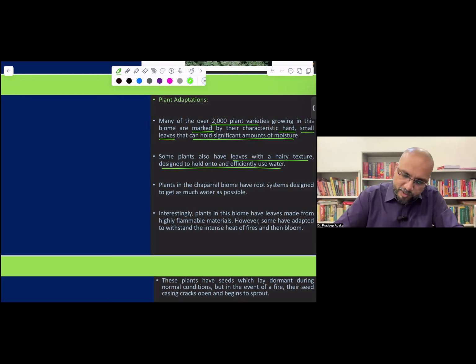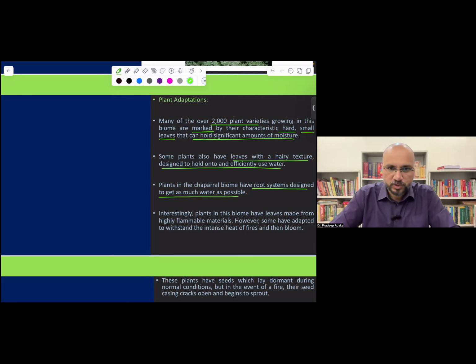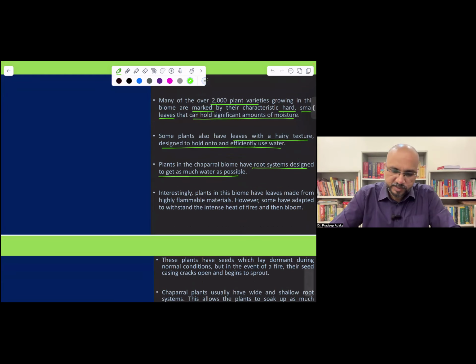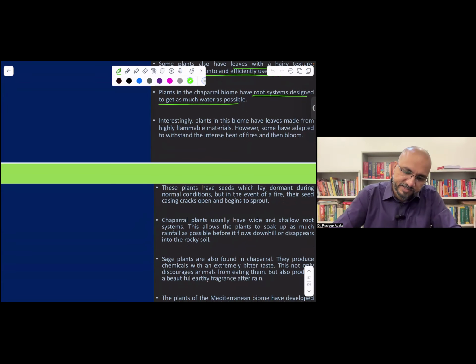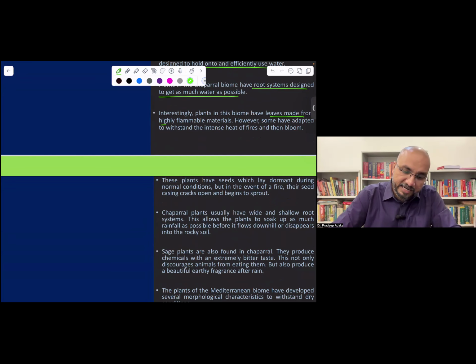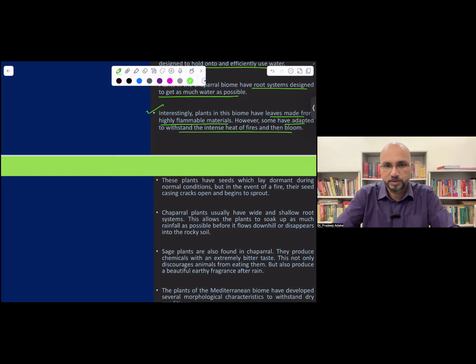Plants in the chaparral biome have a root system designed to absorb as much moisture from the soil as possible. Leaves are made from highly flammable materials. Interestingly, the plants of this biome are made up of highly flammable materials. However, some have adapted to withstand the intense heat of fires and then bloom. Fire is also necessary for certain plants so that they can germinate.